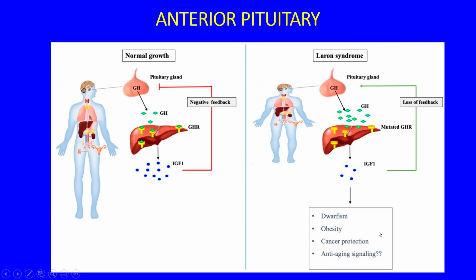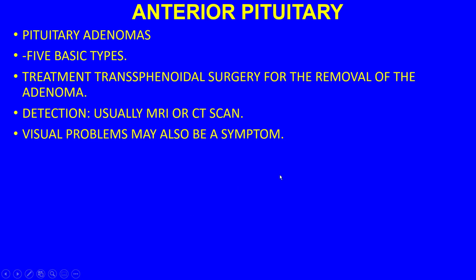Now, some people talk about cancer protection or an anti-aging signaling. That's debatable. What we're talking about is that certain cells won't feed on growth hormone to accelerate the metastasis for a cancer. There are 5 basic types of pituitary adenomas. The treatment is usually a transsphenoidal surgery for the removal of the adenoma. The detection is usually by MRI or CT scan. Visual problems may also be a symptom.